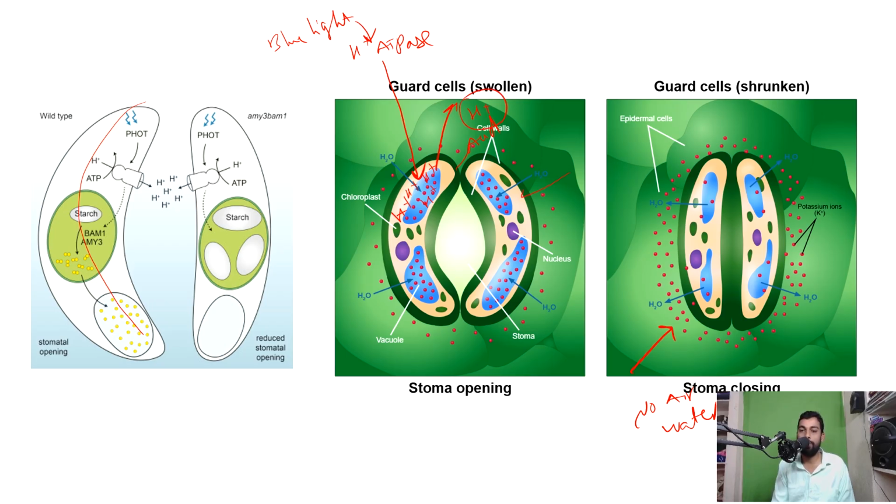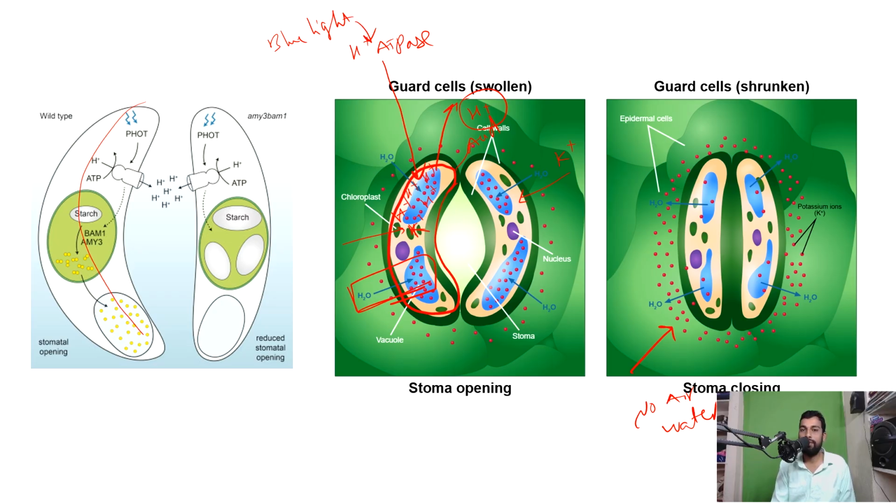Due to that, potassium ions enter into it. So there will be more potassium ions. That means it will be more basic. So in order to balance this basicity, water has to move towards the guard cells. When the water goes towards the guard cells, they expand and open the stomata. So this is the process.